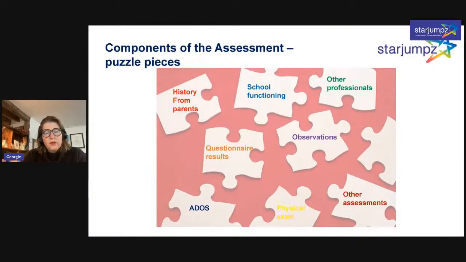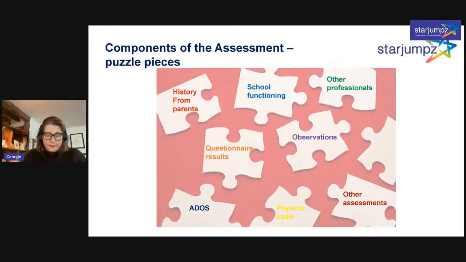So what are the components of the assessment? Well, the way I like to think of it is that we are trying to piece together a puzzle, and there are lots of pieces and they're all really important, and to have a very thorough, robust assessment you need to have as many of those pieces as you can. It's not always possible, but ideally you would have them all in place.